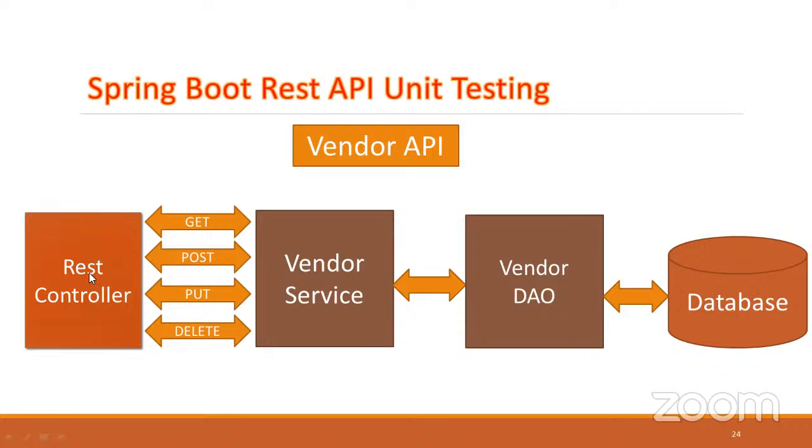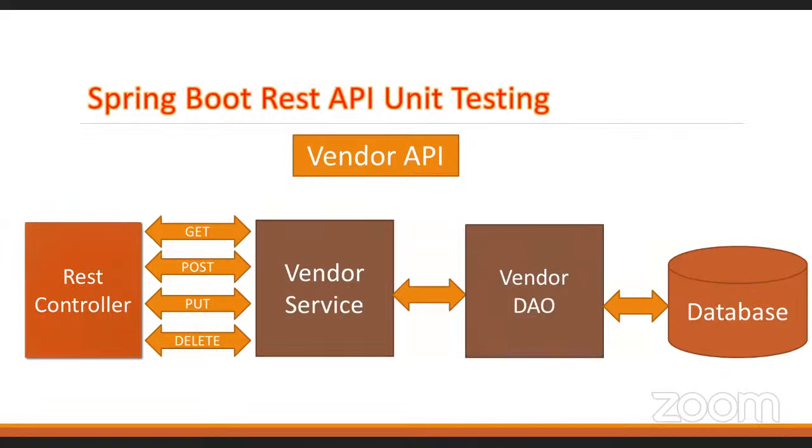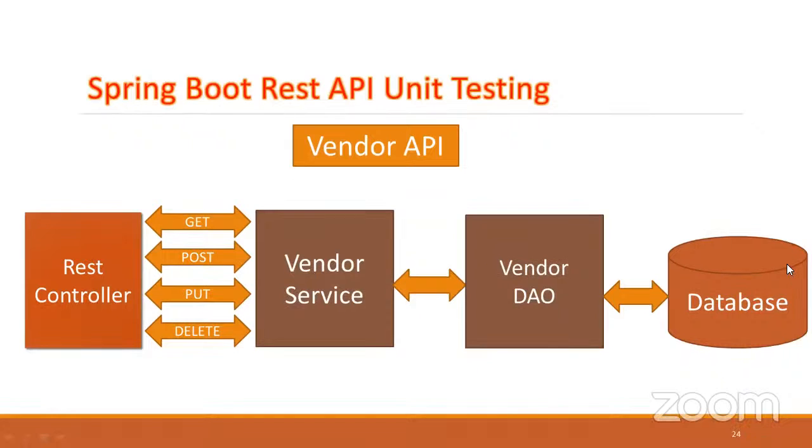In this REST controller class, you have a get method, post method, put method, and delete method, sir. The REST controller is communicating with whom? Service. Service is communicating with whom? DAO. DAO is communicating with whom? Database. So for this application, I'm going to take an in-memory database. In-memory database means the database which comes along with the Spring Boot application.